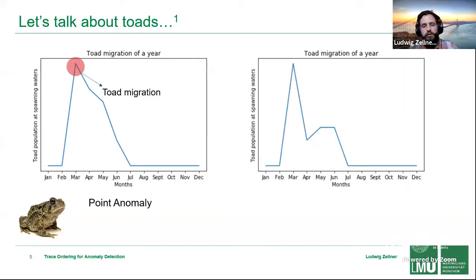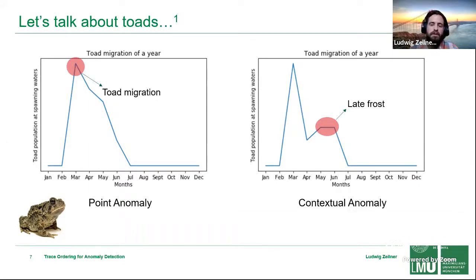And we start to plot another year of toad population, and we get the result which you can see on the right-hand side. So far, we learned that the peak in February and March corresponds to toad migration. But the plateau in the data around May and June is new to us.